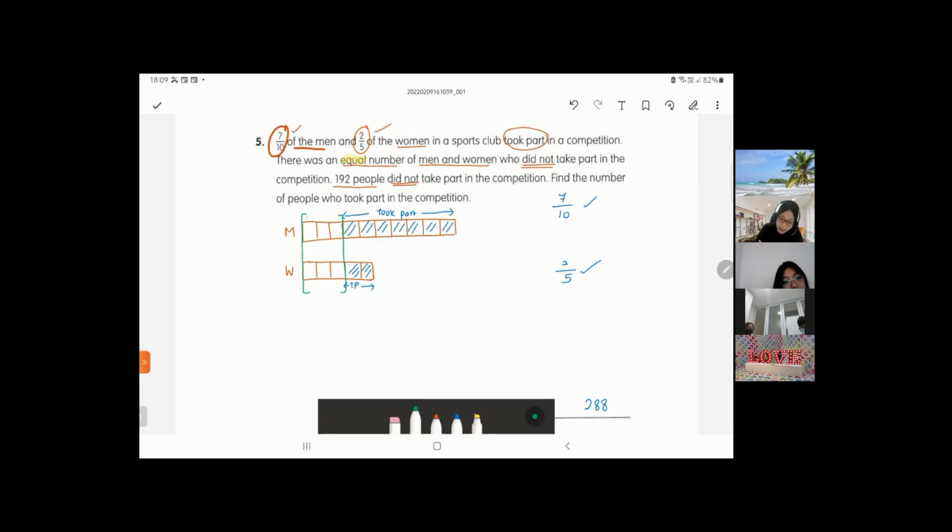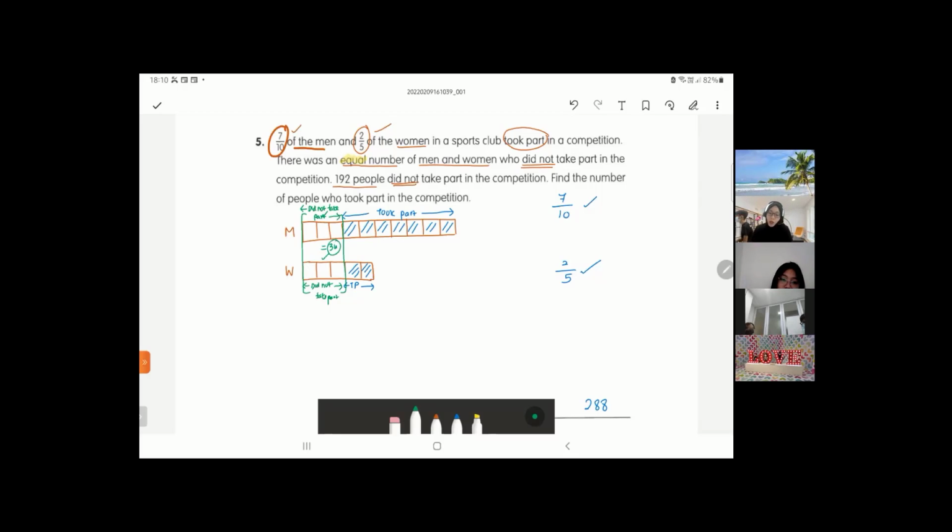Right? Can you see that this and this are the same? That's what the question says, right? They say that there are equal number of men and women who did not take part. So these are those who did not take part. Okay, same goes here. These are those who did not take part. Okay, which means 3 units and 3 units. You can see, right? Okay, so these both of them are actually 3 units. You just put it down here first.